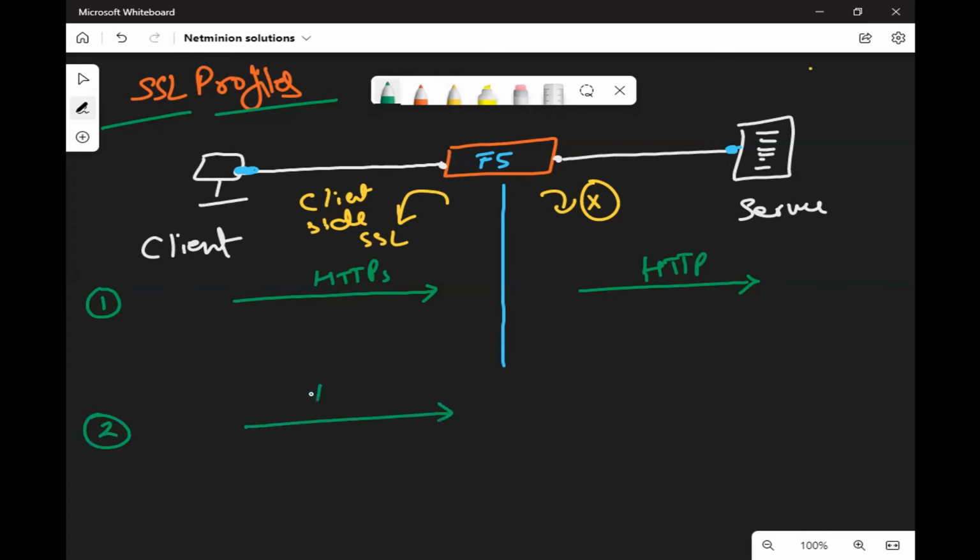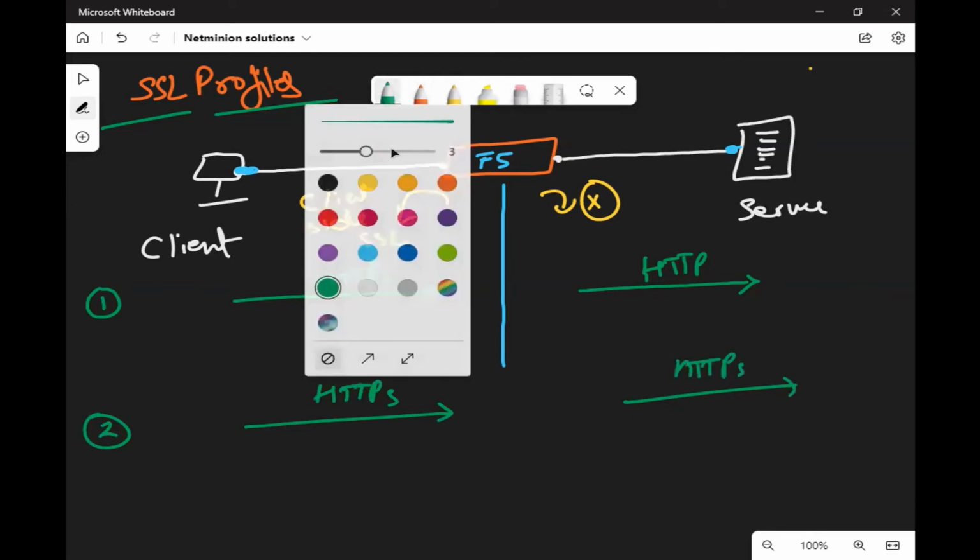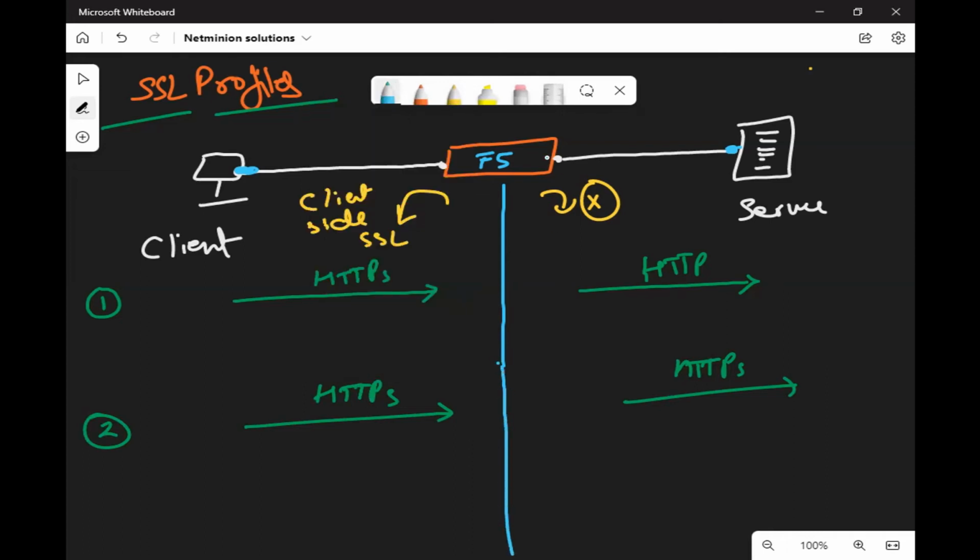This side, HTTPS. This side, HTTPS. What do we need to do now? We need to apply client side SSL and we need to apply server side SSL. Getting this point? Yes, no? Yeah.